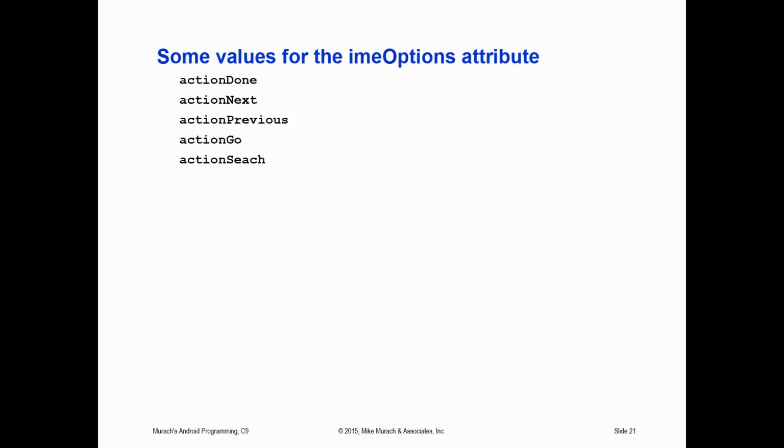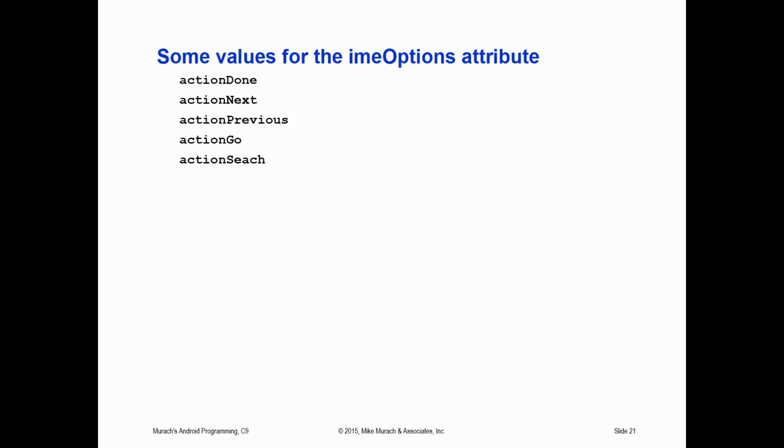On pages 276 and 277, they talk about how you can control the soft keyboard. And these different constants that you see here, action done, I guess they're values of the IME options attribute. They control or display a done button, a next button, a previous button, a go button, and a search button.